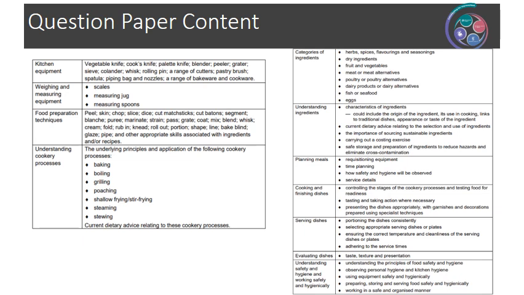Topics are kitchen equipment. So you need to know the uses of vegetable knife, cook's knife, palette knife, blender, peeler, grater, sieve, colander, whisk, rolling pin, a range of cutters, pastry brush, spatula, piping bag and nozzles, and a range of bakeware and cookware. Weighing and measuring equipment, you must also know how to use scales, measuring jug and measuring spoons.